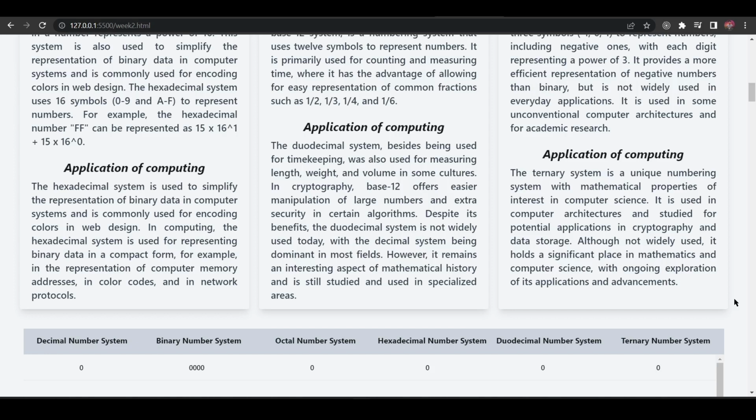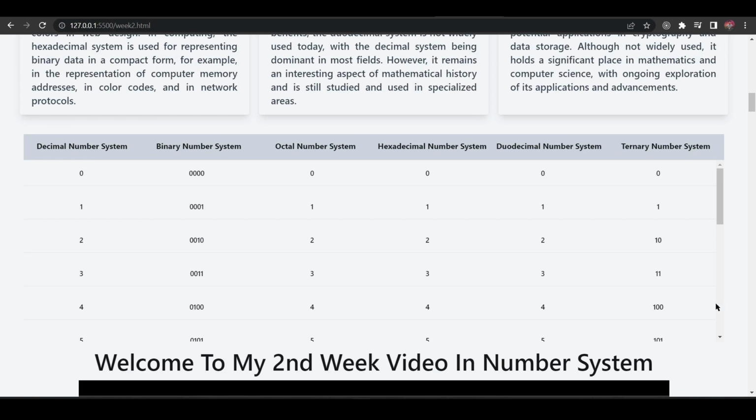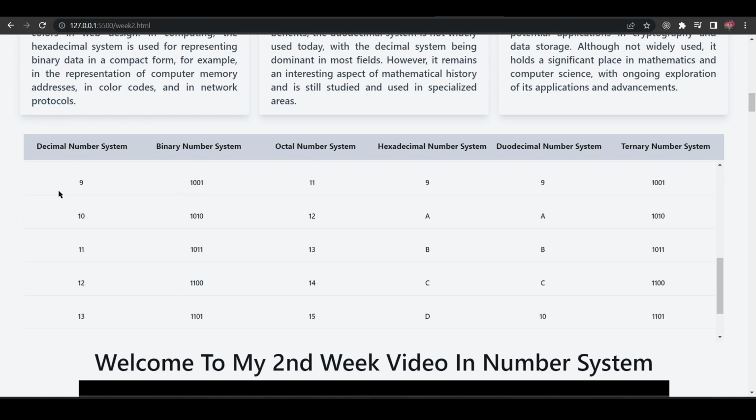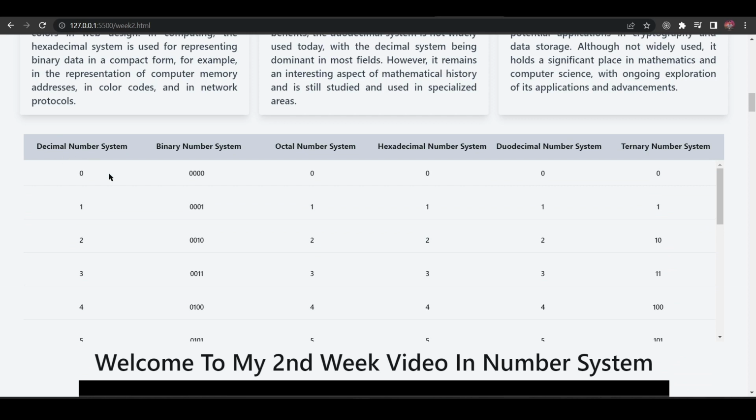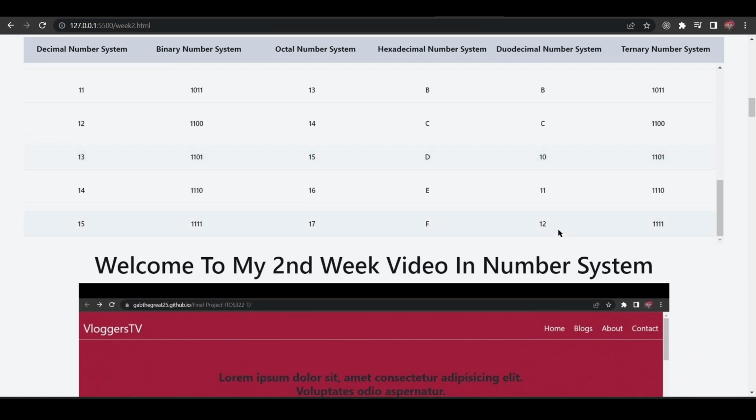So sa mga pag-advancement ng mga computer science and mathematics, maybe in the near future, we could see the ternary number system being used mostly. Hindi na siya masyadong, ginagamit na siya lagi, hindi siya ginagamit. Katulad ng ngayon. So, here are the examples from 0 to 15 for the decimal number system and the binary number system all the way up to the ternary number system. So, as you can see, dito nyo makikita yung mga difference niya up to the number 15.